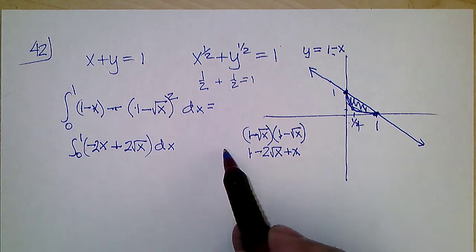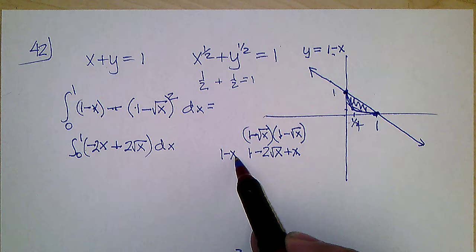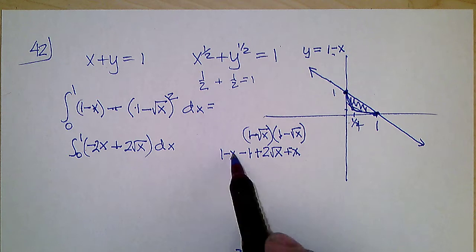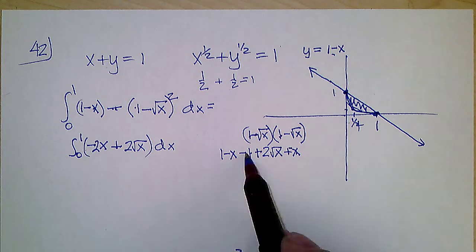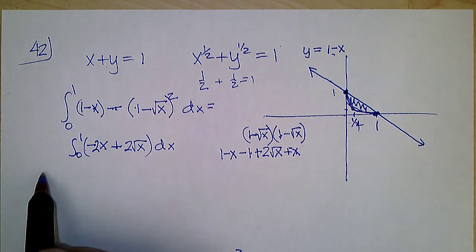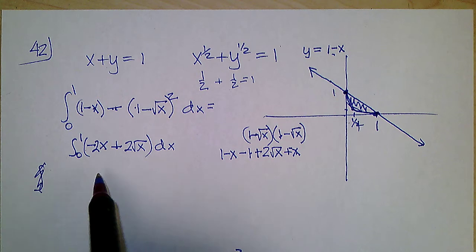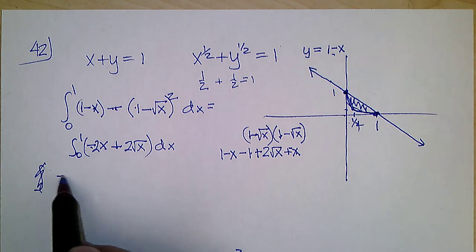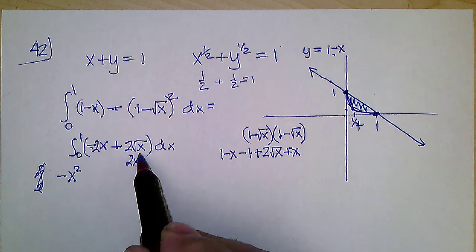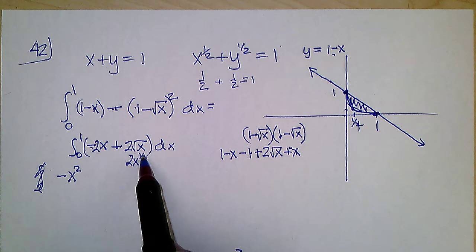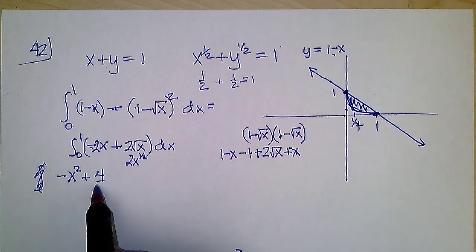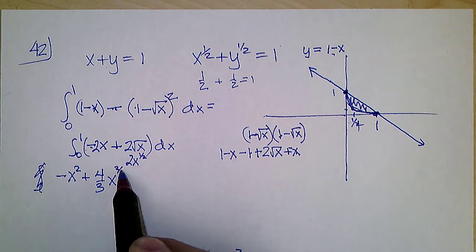I'll write it down here so you can see it. So I have 1 minus x minus this, which would be minus plus minus. So I got a minus x and minus 2x. The 1's cancel, and I got a plus 2 square root of x. So this becomes the integral, well, I'm going to integrate now. So the integral of that is minus x squared. And this is 2x to the 1/2, so I'd have to raise it to 3/2 and multiply by 2/3. So it's going to be plus 4/3 x to the 3/2.